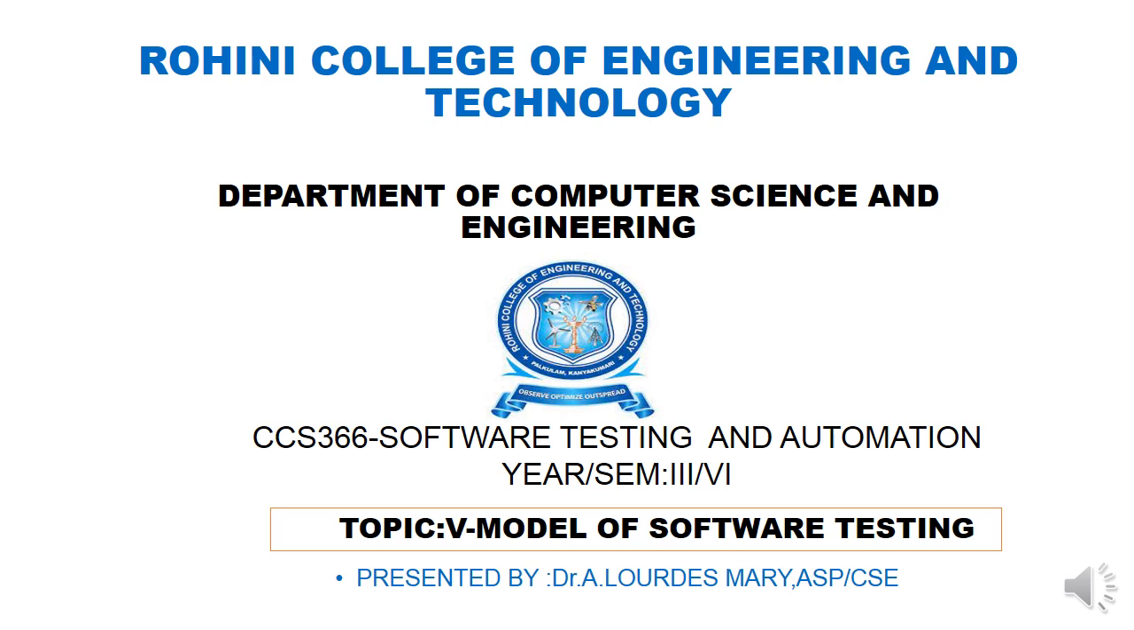I'm going to take the topic V model of software testing, for the subject Software Testing and Automation. This is an elective for third year, sixth semester students.